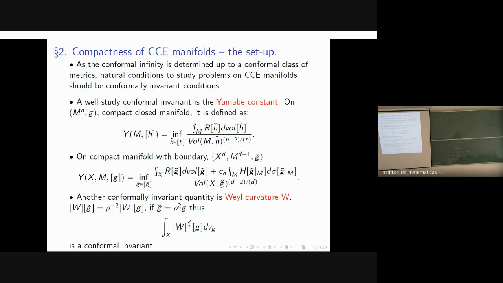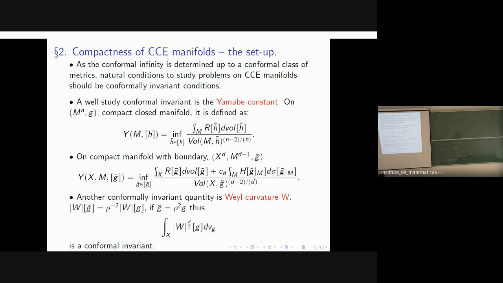Okay, and now I want to set up the problem. Because this problem is modular, everything is modulo conformal class, one wants to say what is a good representative, so that the problem is better controlled. So for that, we have these invariant things which are independent of the conformal class.